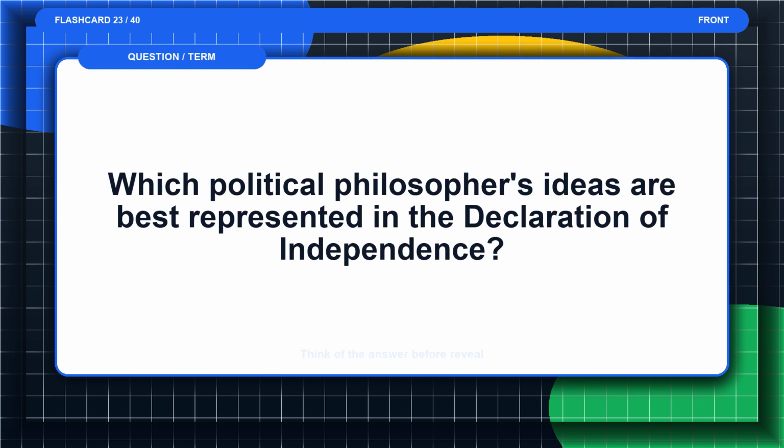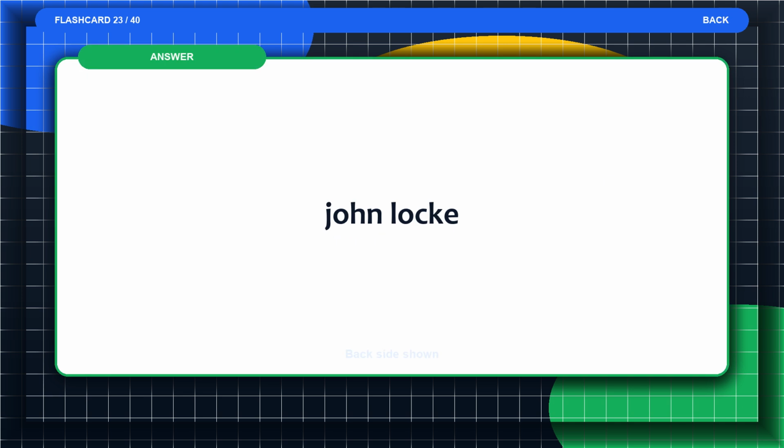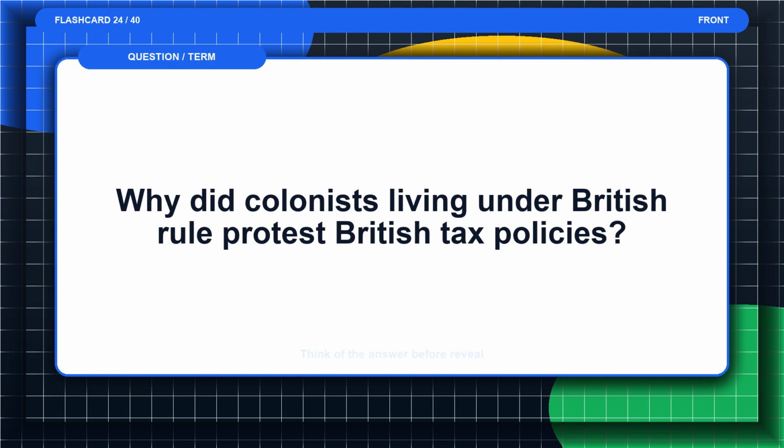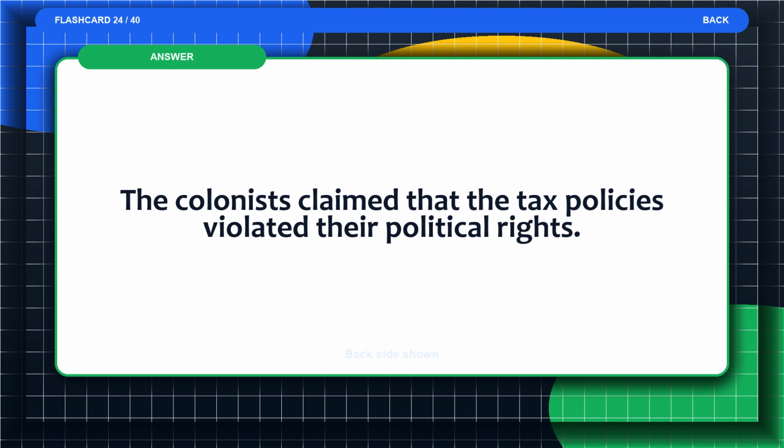Flashcard 23. Which political philosopher's ideas are best represented in the Declaration of Independence? Think of the answer before the reveal. The answer is John Locke. Flashcard 24. Why did colonists living under British rule protest British tax policies? Think of the answer before the reveal. The answer is: the colonists claimed that the tax policies violated their political rights.